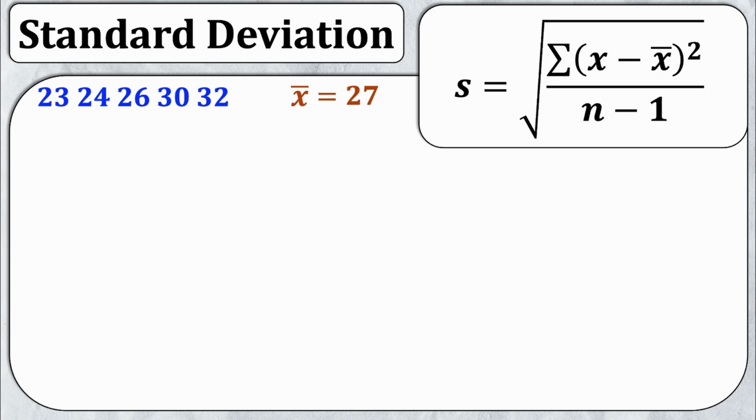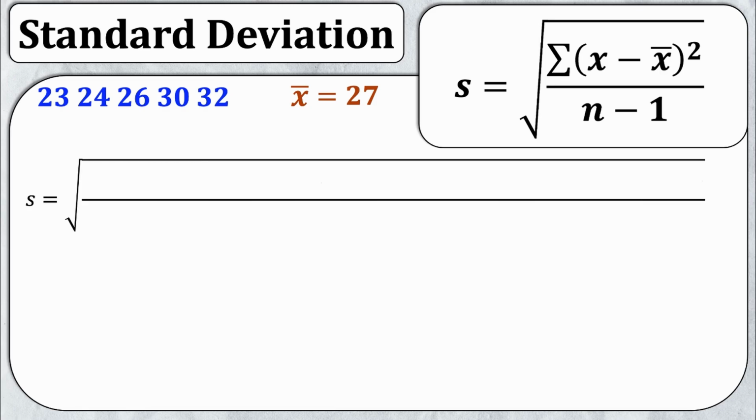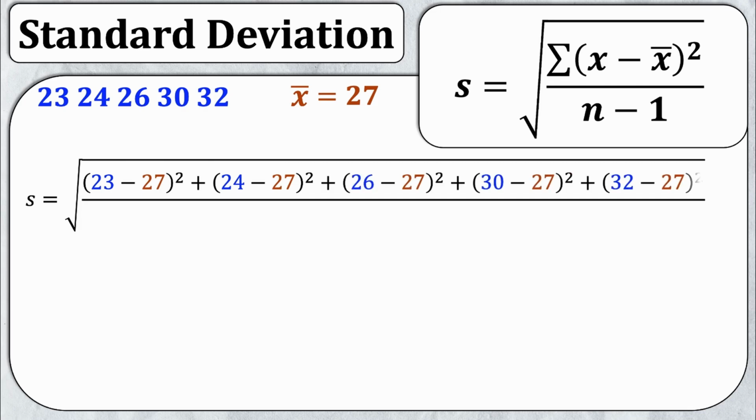Now, this summation underneath the square root sign just means that I take the difference between every individual outcome and the average, and then I square them all. So let's take a look at how to do this. So we have standard deviation is equal to the square root of the first number, 23, minus the mean, 27, squared. And I'm going to add that to the second number, minus the mean, squared. And I'm going to add that to the third number minus the mean squared, and so on and so forth until I've done every number.